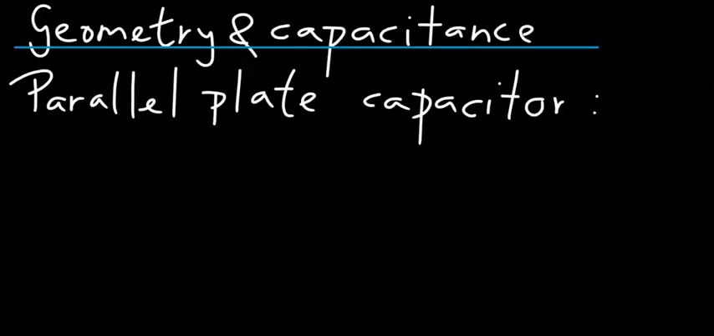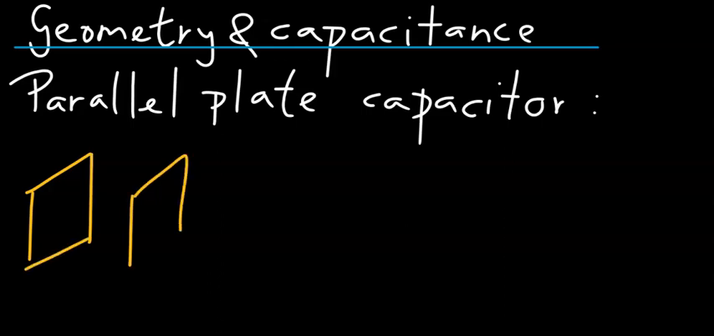Next, we shall see how geometry of a capacitor determines its capacitance. Now let's use parallel plate first as an example. So here you have 2 parallel plates separated by distance d, and these plates have surface area of A meter squared each.